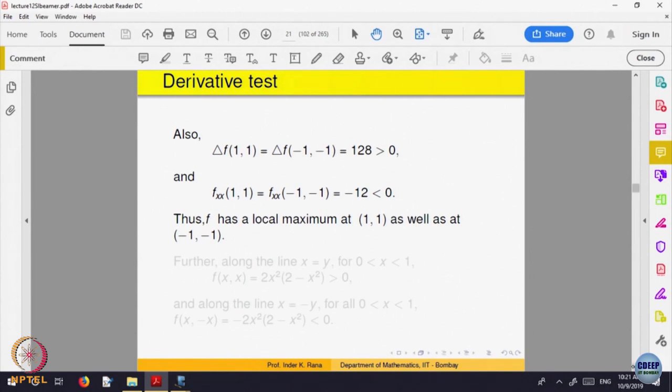If you like, just look at the point (0,0). It was a saddle point according to the test. Let us just see whether we can avoid using the test. Look at the line y equal to x passing through (0,0). We are looking at the point (0,0). What is fxx? That is this quantity, which is always bigger than 0 in a neighborhood of 0. And similarly, if you look at y equal to minus x, that is negative.